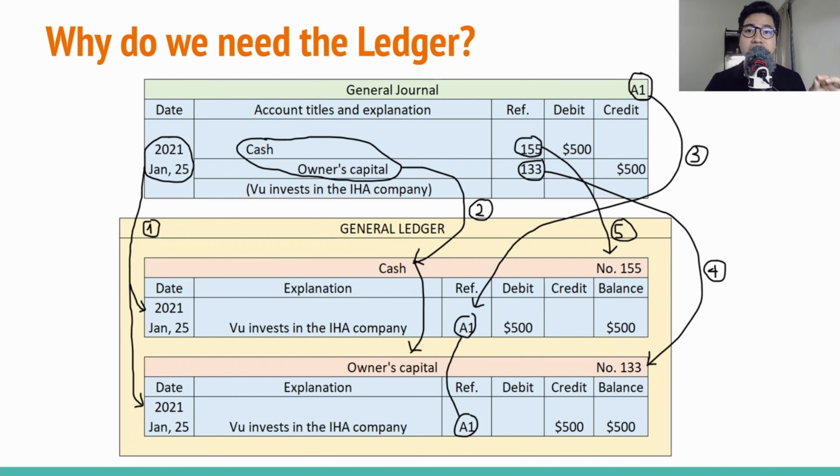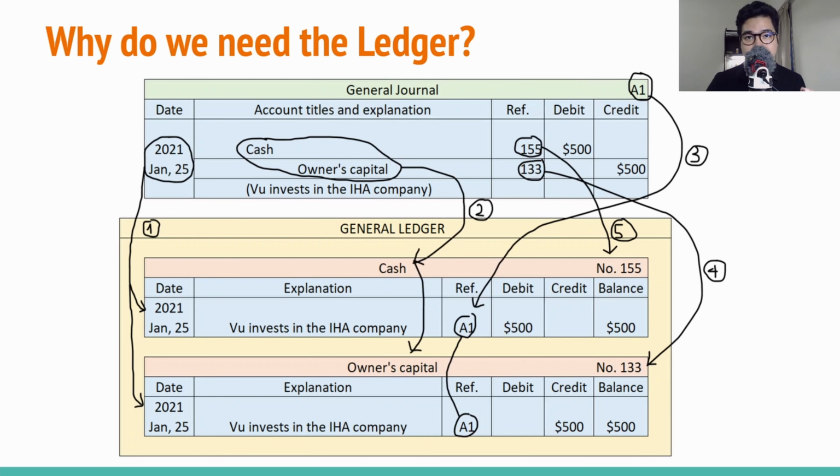Now, next, I'm going to share with you guys 5 steps to create a ledger. I need you to follow the numbers in the slide. Step number 1, transfer the date from the journal to the ledger. It is too easy, right? Step number 2, however many accounts were affected in the journal during the economic event, that many ledgers will be created. As you can see in the slide, we have two accounts that were affected in the journal. Therefore, two ledgers were created: the cash and owner's capital ledgers.